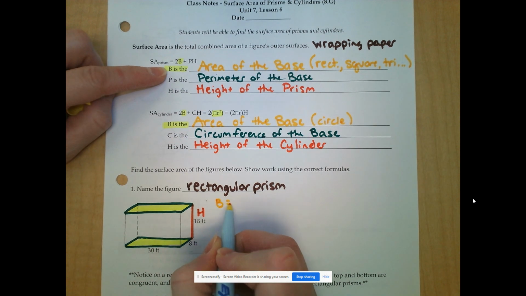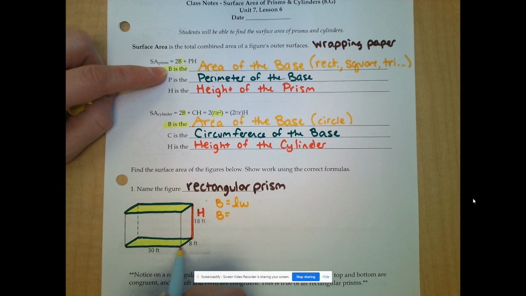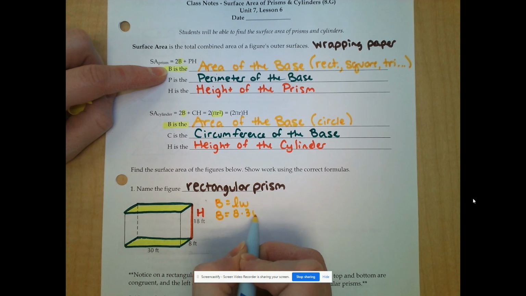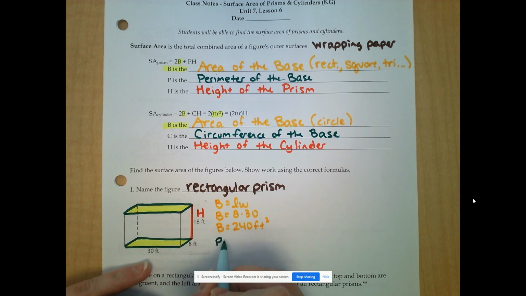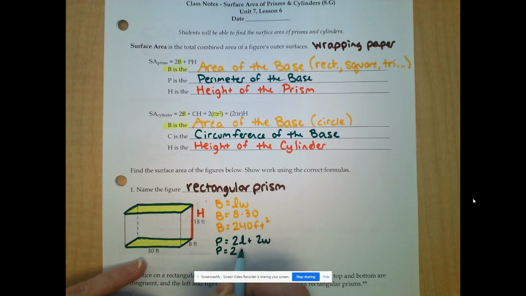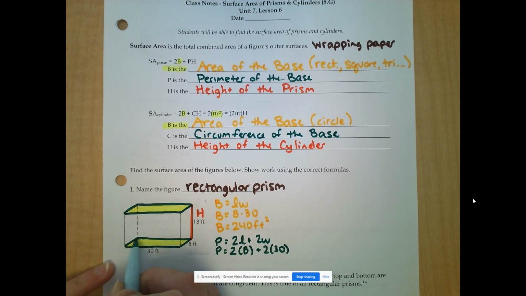So the area of the base, it's a rectangle, so we're going to do length times width. The area of the base in this case is going to be 8 times 30, length times width. So that is 240 feet squared. Second thing we need is the perimeter of the base. So the perimeter of the base, it's a rectangle, so we're going to do 2L plus 2W, 2 times the 8 plus 2 times the 30. We've got 2 sides that are 8, 2 sides that are 30. Our perimeter is going to be 16 plus 60, or a perimeter of 76 feet.